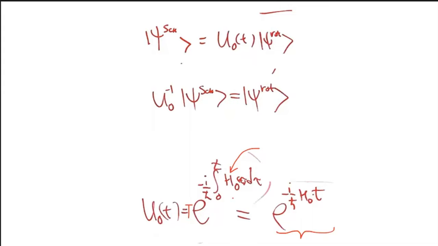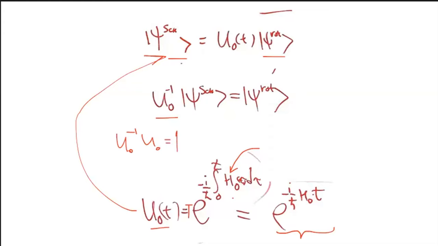And this Hamiltonian here in the U sub zero evolution operator does not include the external perturbation. So under this definition, one can perform transitions between wave functions in the rotating and Schrodinger pictures. One can go from rotating to Schrodinger and back from Schrodinger to rotating by just applying this operator, like the inverse operator with U minus one. U is the identity operator, and unitary means that U minus one is equivalent to the Hermitian conjugate.